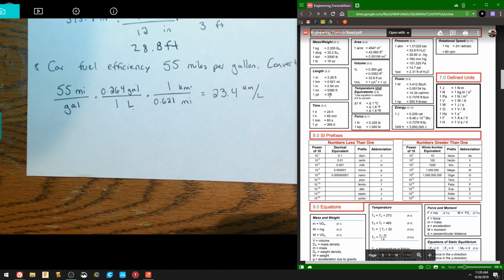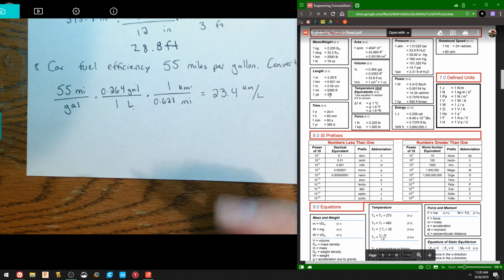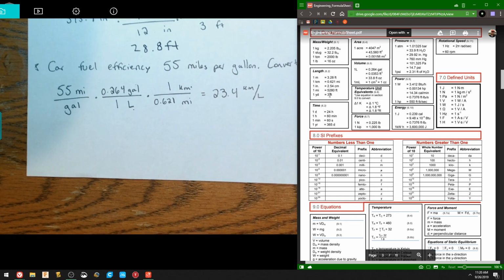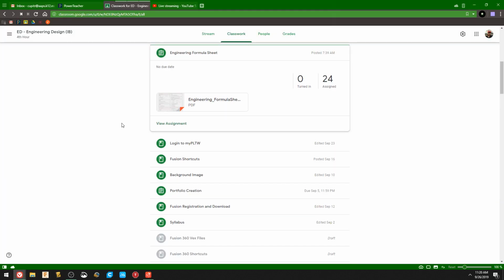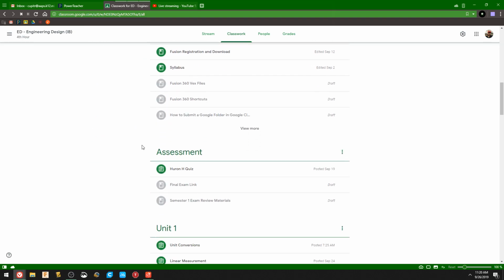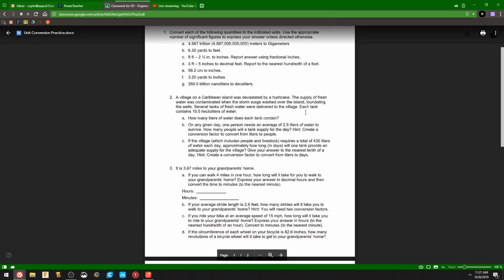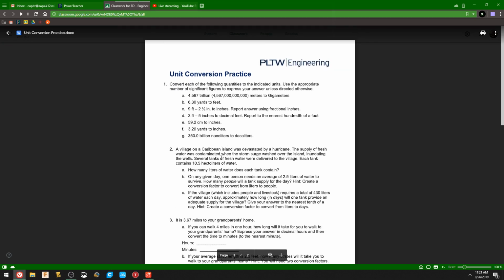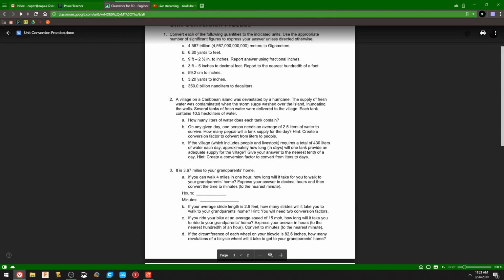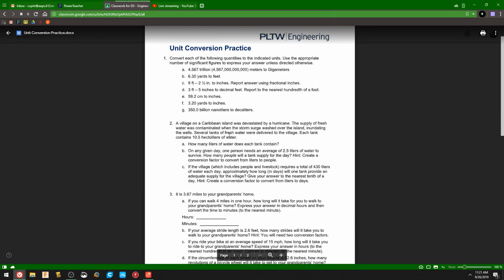Does that make sense? That's all I wanted to do, just show you guys some examples. That's how I think it would be easier for me to do. Okay, so in the activity, basically all you're doing today is, if you look at Unit 1, you're going to see unit conversions. And you're going to see this activity, 1, 2, and 3, A, B, C, A, B, C. You're going to convert all these, and then you're going to do these little story problems, and we're good to go. That's going to be in your engineering notebook.